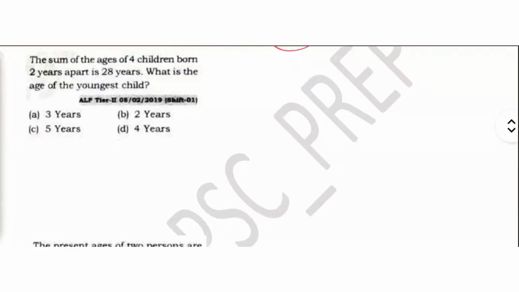The sum of the ages of 4 children born 2 years apart is 28. You should solve this on your own using the same concept. Now, instead of 5, the gap is 2 years.